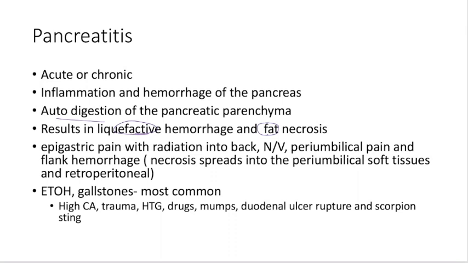Most common causes: gallstones, alcohol if there is an alcohol history, high calcium levels, trauma, hypertriglyceridemia, drugs, mumps, duodenal ulcer rupture, and scorpion sting are the other etiologies.